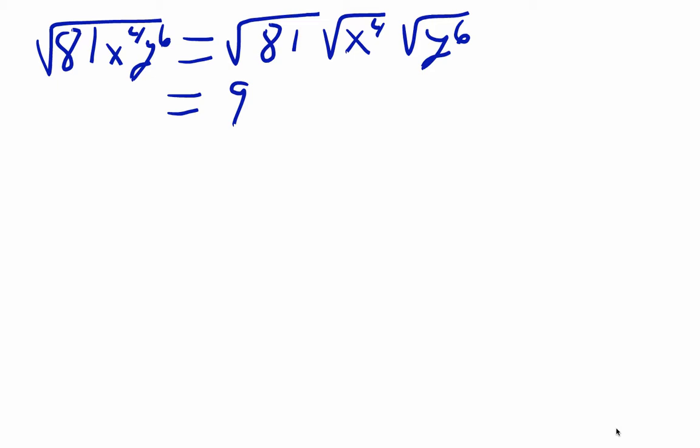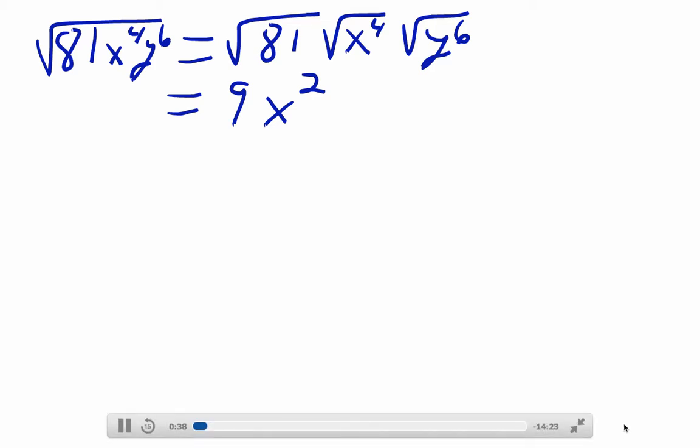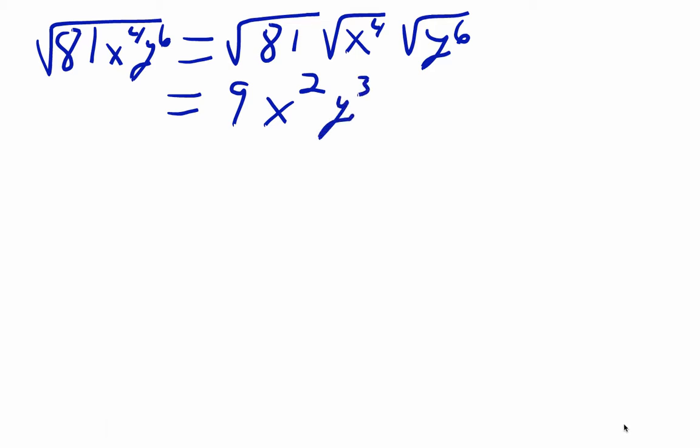Square root of x to the fourth, meaning what times itself would give me x to the fourth, would be x squared. And what times itself would give me y to the sixth, because we're squaring that, would be y to the third. Also, since it's squaring, we just take half of the exponent. So half of 6 is 3, half of 4 is 2, so that's our answer right there.